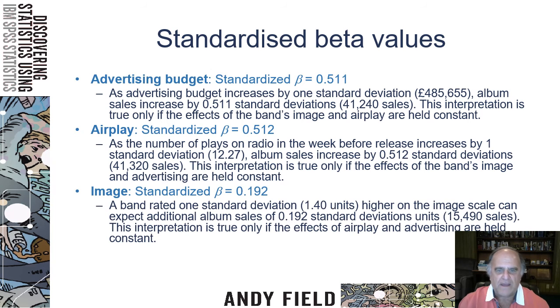And finally, for image, the beta is 0.192. So a band rated 1 standard deviation higher on the image scale can expect additional album sales of 0.192 standard deviation units. And of course, here Fields converted that into 15,490 sales, and it would mean a 1.40 unit increase on the image scale. And again, all these are holding the other variables constant.